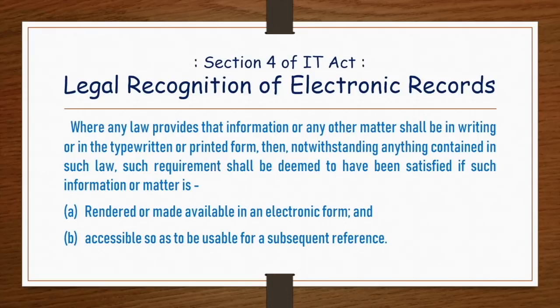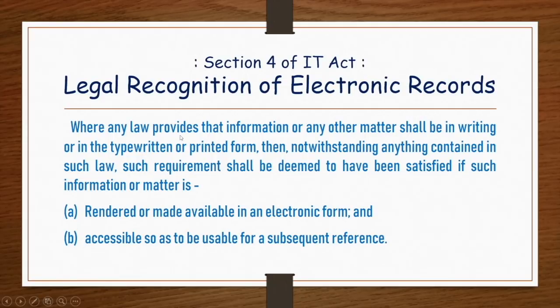Now coming to Section 4 of the Information Technology Act, which I previously told requires a detailed study. It says where any law provides that information or any other matter shall be in writing or in typewritten or printed form, then notwithstanding anything contained in such law, such requirements shall be deemed to have been satisfied if such information or matter is rendered or made available in an electronic form and accessible so as to be usable for a subsequent reference.